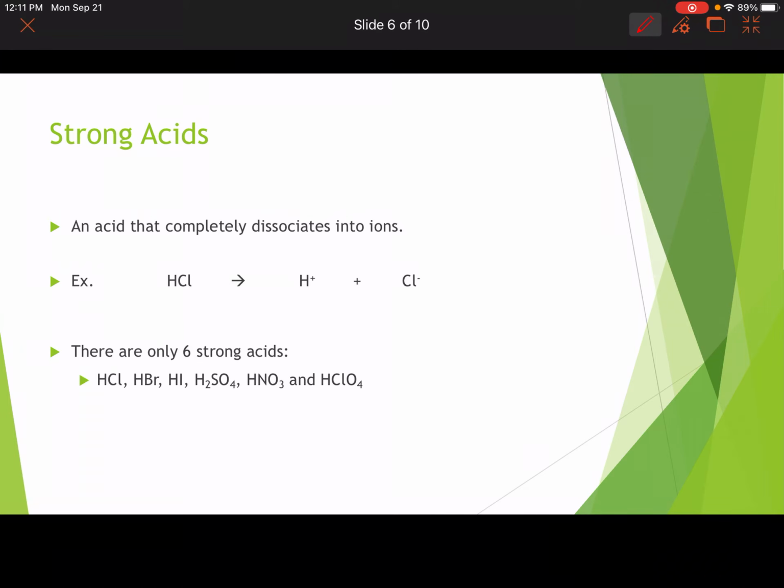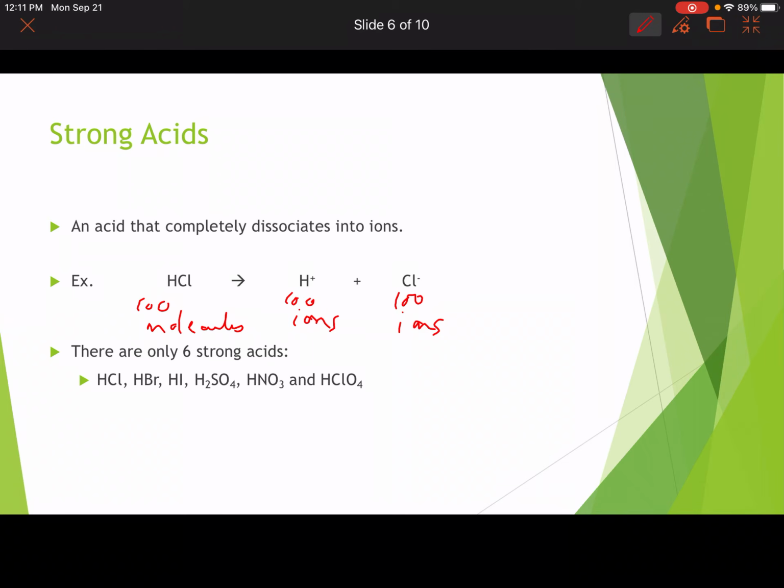So, for example, if you have 100 molecules of HCl, that means that when you put that in water, you will have 100 ions of H plus and 100 ions of Cl minus. So this 100% separates, 100% dissociates, 100% dissolves. Those would all mean the same thing.